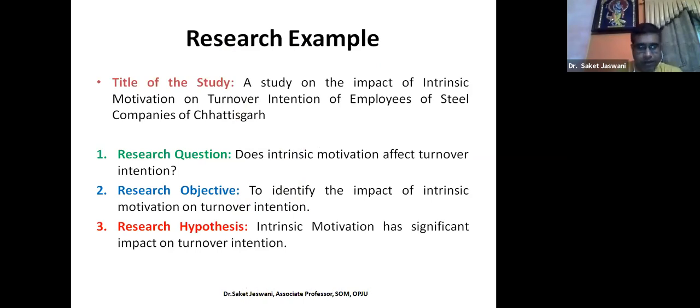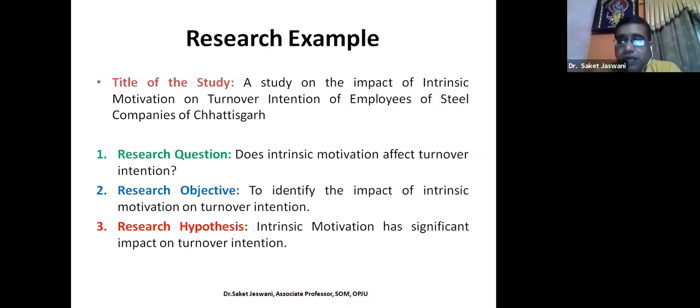Intrinsic motivation is the independent variable. Turnover intention is the dependent variable. You can identify these things from the title itself. Intrinsic motivation on turnover intention: you're identifying the impact of one variable on another variable. It means this is the causal research design.